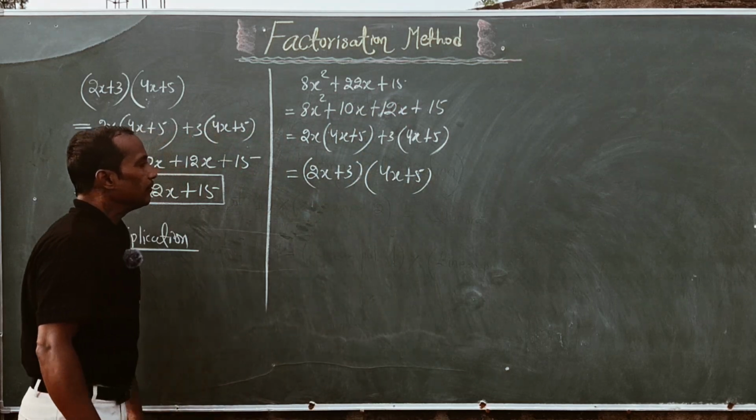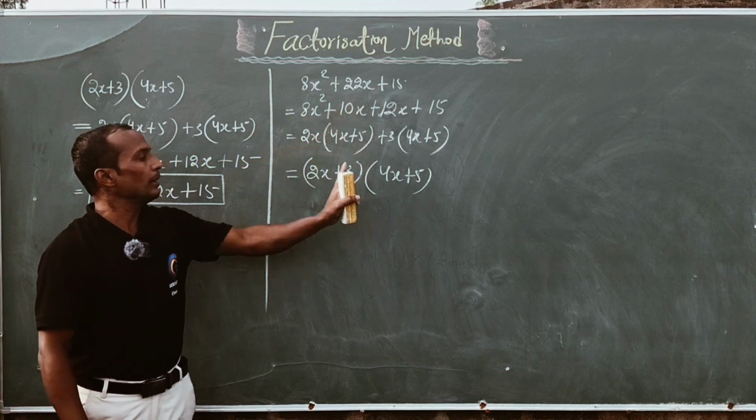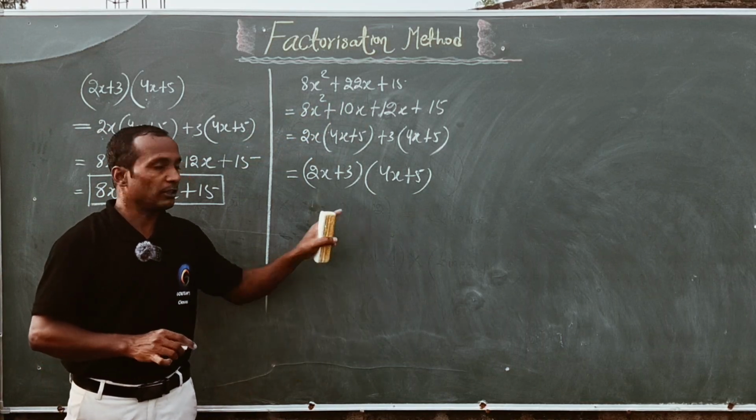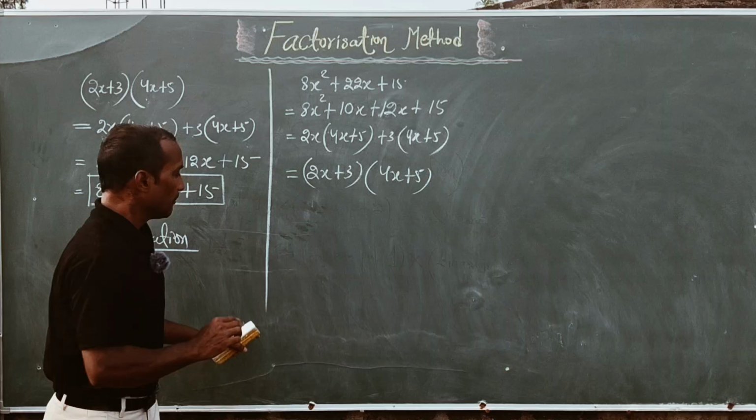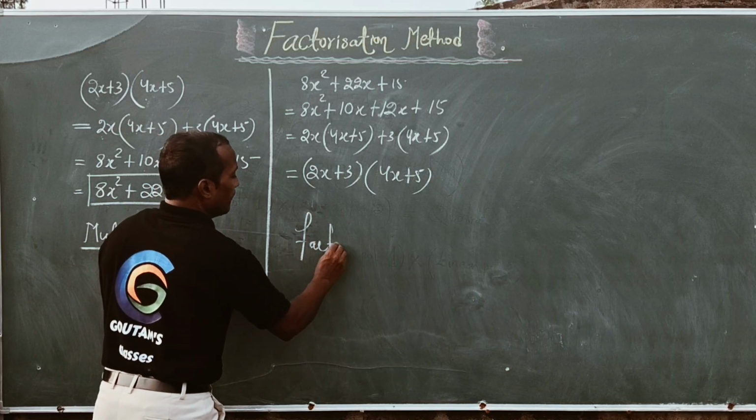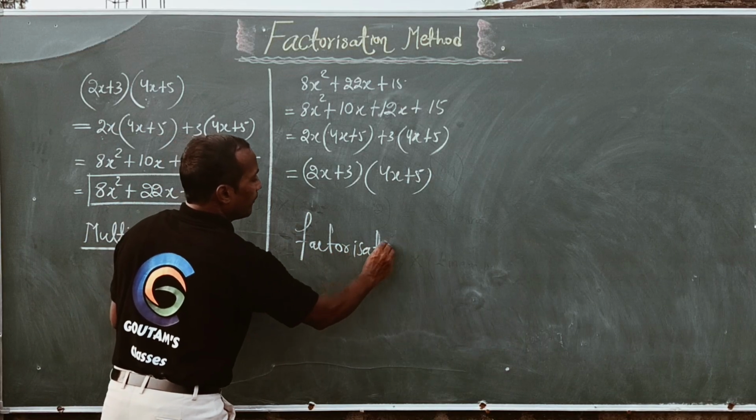So this is the end. We expressed here this quadratic polynomial as product of two linear factors, two linear polynomials. That's it. This is called factorization. Let me mention here. This is factorization.